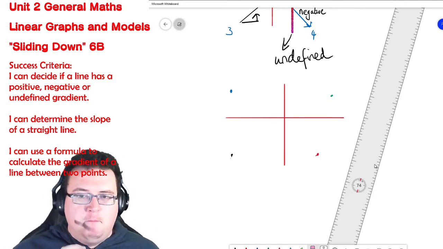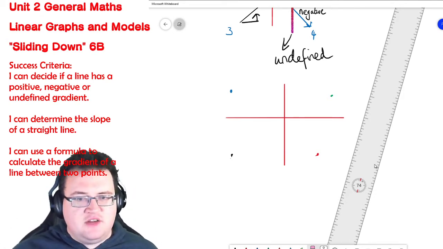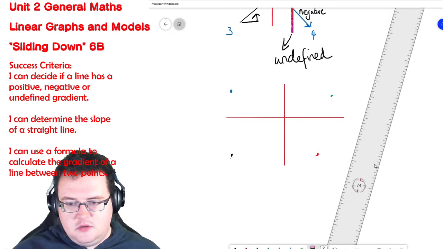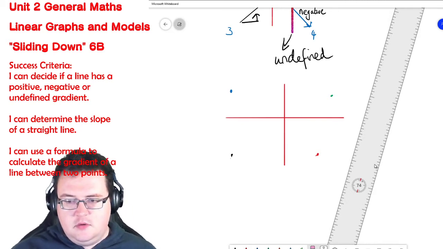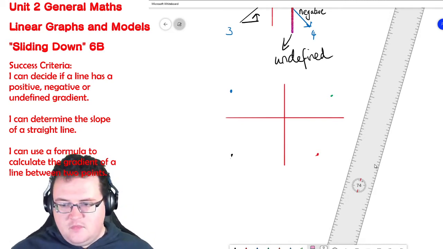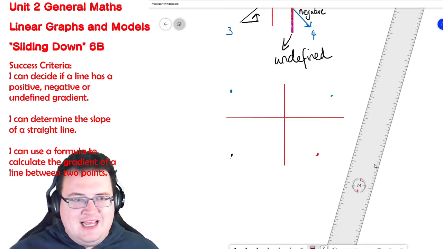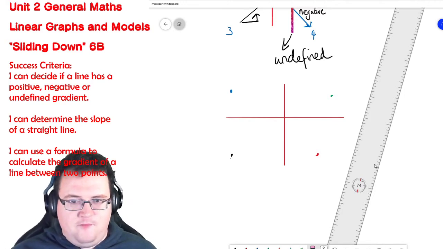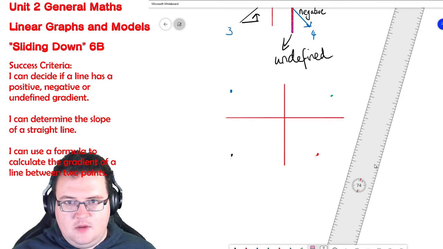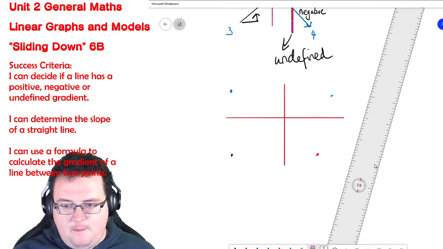If I go from black to green, is that positive or negative? Yep, positive. Saying a lot of positives, which is good. And now, a black to red. Black to red. What sort of gradient would that have?